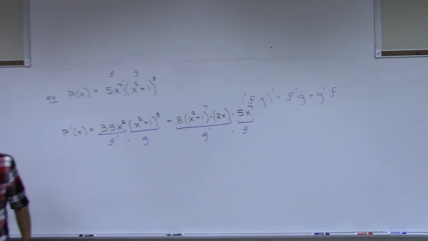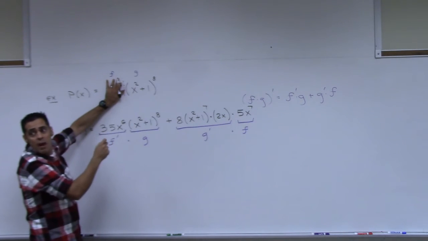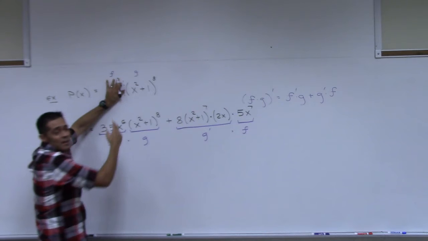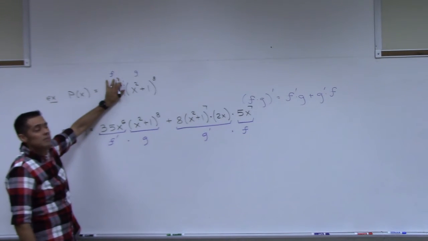Question? Yes? Why did you have to do a chain rule for g? Why couldn't you just do the power rule? Because g is not just x to the 8th, right? It's some junk to the 8th, so you got to go through the whole process of taking its derivative, whatever that may be.